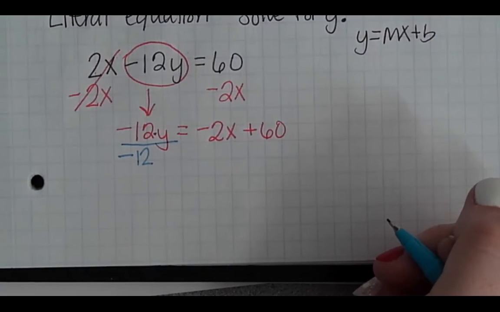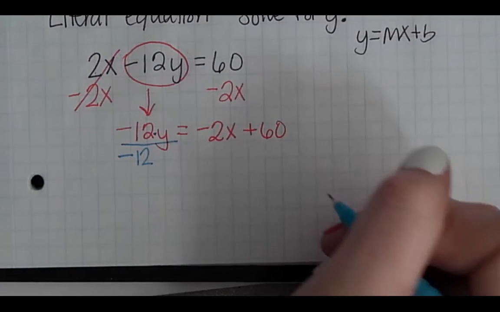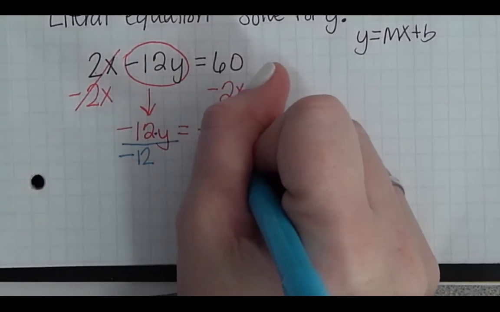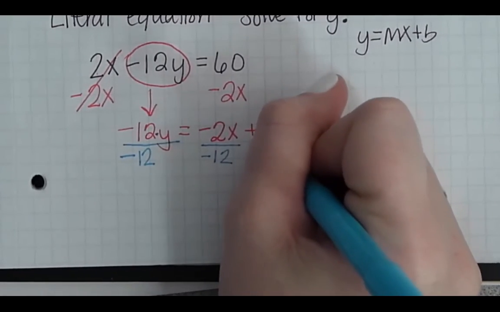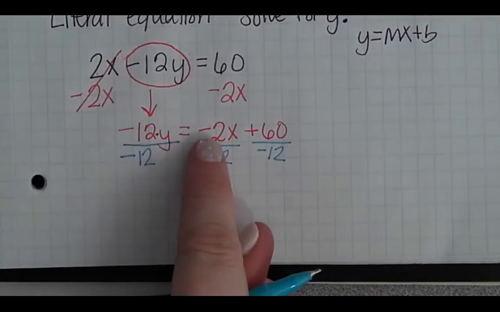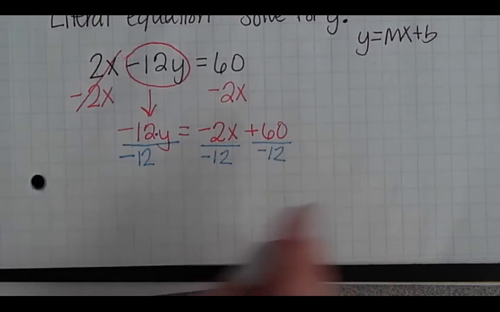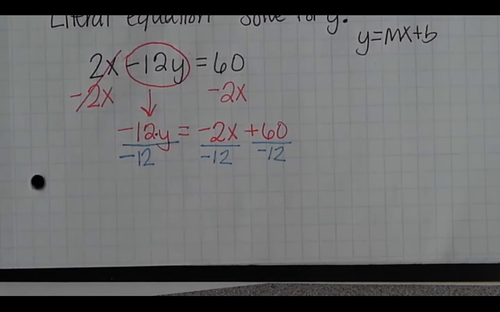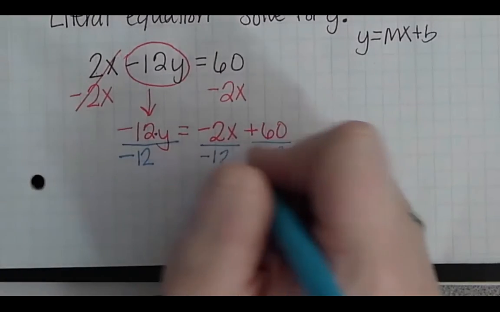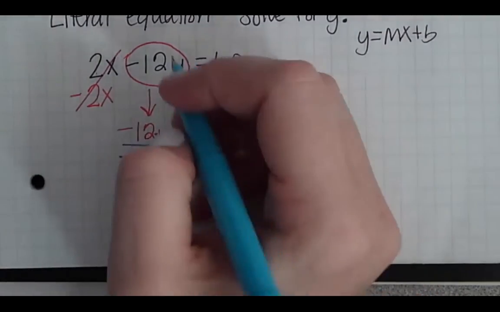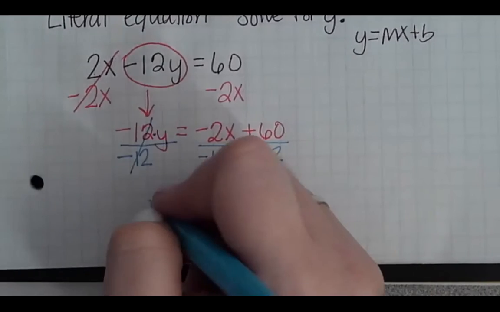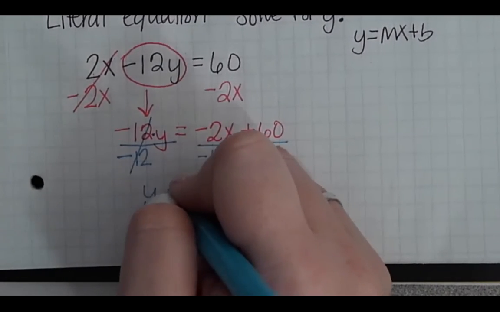Where do I need to divide it though? It's actually both. You have to do it to every term, kind of like whenever you distribute, you have to distribute into every term. When you are dividing like this, you have to do it to everything. So that would cancel. So you're left with y equals.